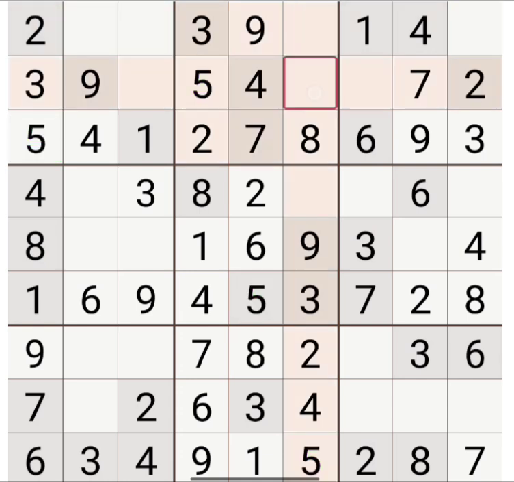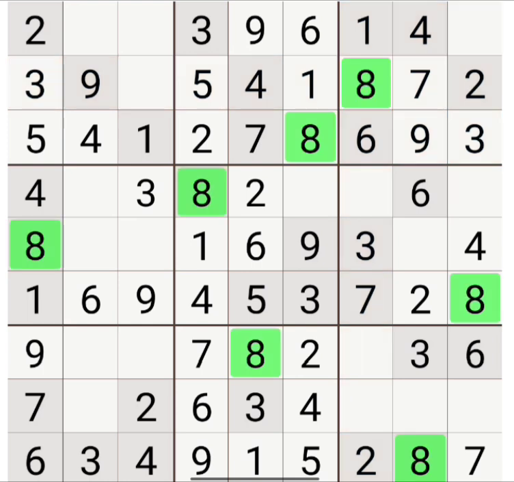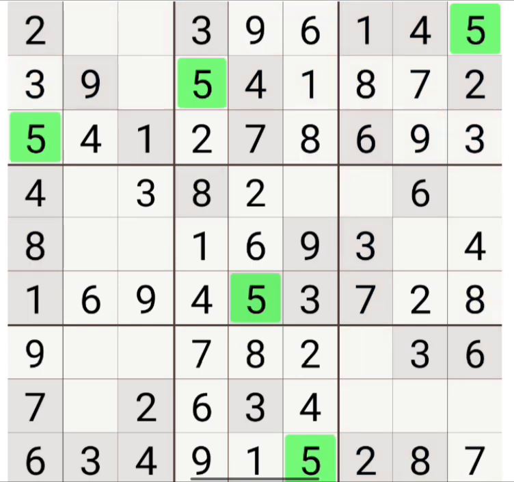Now let us complete this box. In this box 3, 9, 5, 4, 2, 7, 8 are there. 1 and 6 are missing, but we cannot write 1 here because 1 is just next to this cell. So we'll write 6 here and 1 in this cell. Now let us complete this box. In this box 1, 4, 7, 2, 6, 9, 3 are there. 5 and 8 are missing. So we cannot give 5 to this cell. So we'll write 8 here because 5 is there in the same row, and 5 in this cell.